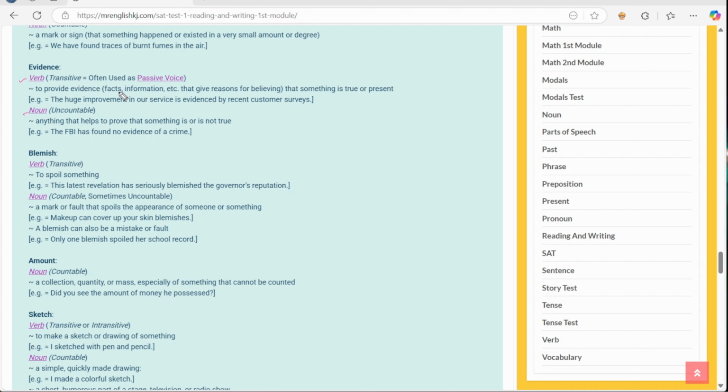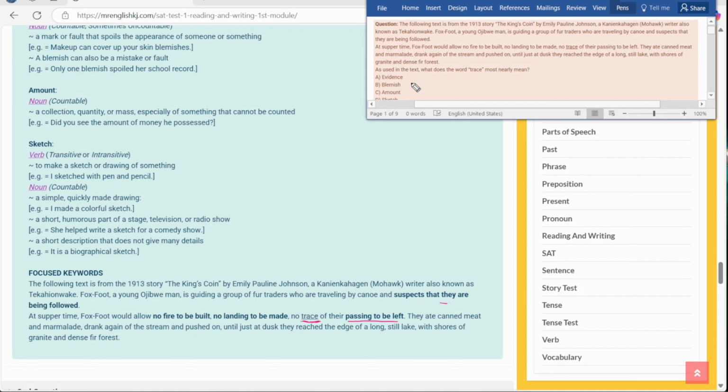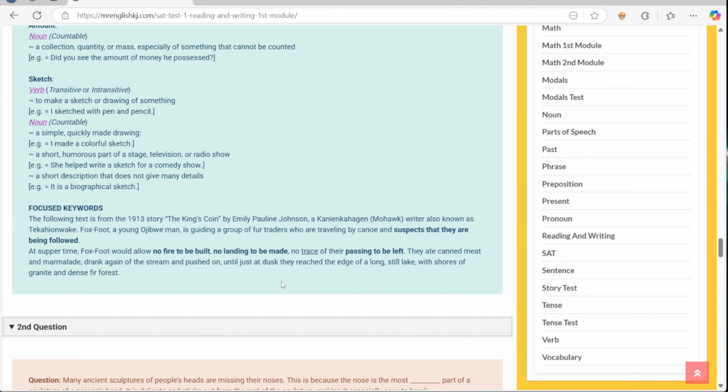To provide evidence means fact, information, or any given reason for believing that something is true or present. So Foxfoot did not leave any evidence that they were there. Remember that. That's how we find the correct option, by understanding the key points. It is an easy one, so we know evidence. Okay, let's do the next one.